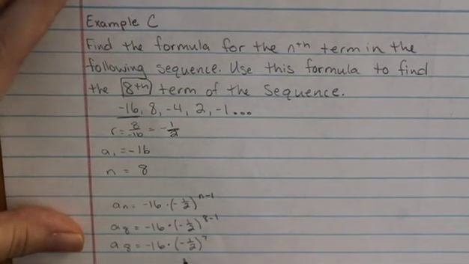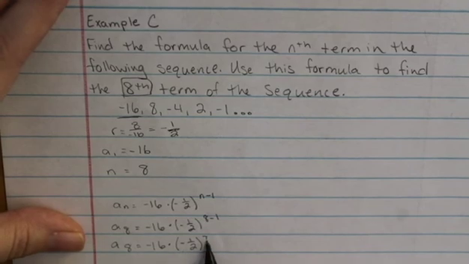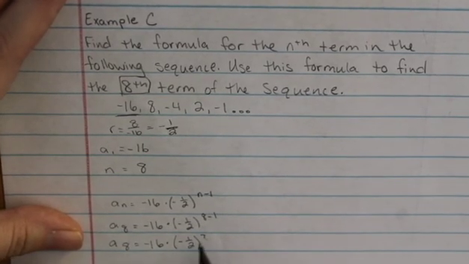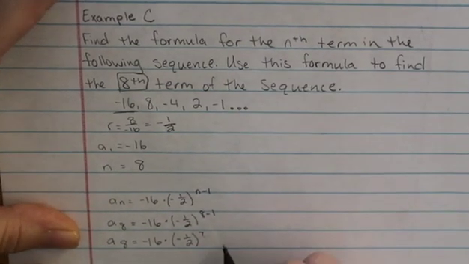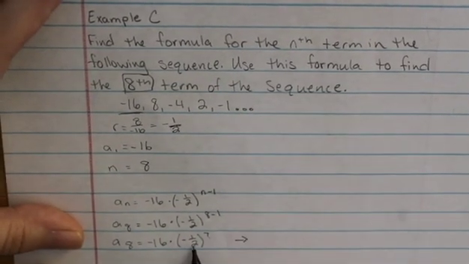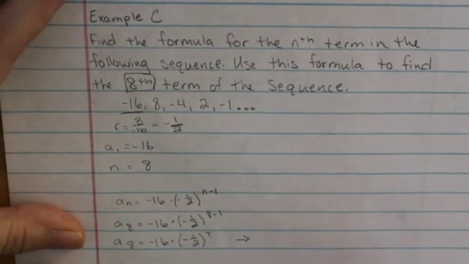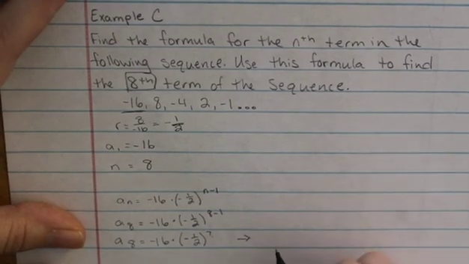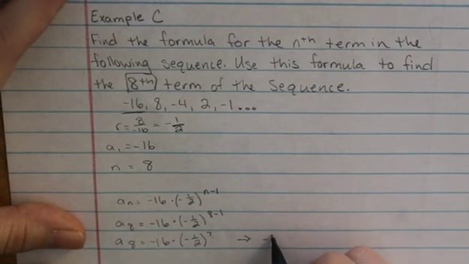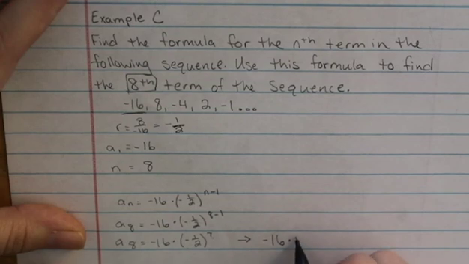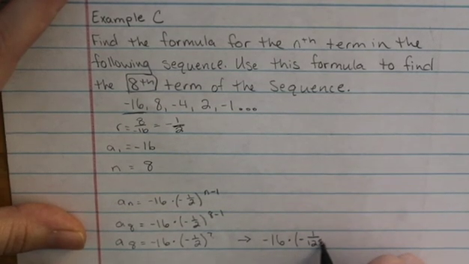Now, I want to note here, this is a negative term to an odd power. When you have a negative term to an odd power, your term is going to be negative. So when we set this up and we multiply this out, so it's 2 times 2 times 2 all the way up to 7th power. So it's going to end up being negative 16 times negative 1 over 128.